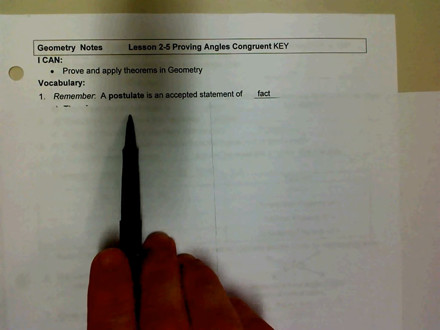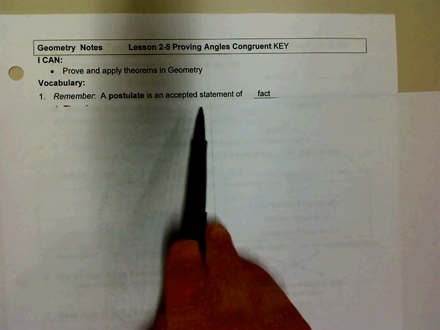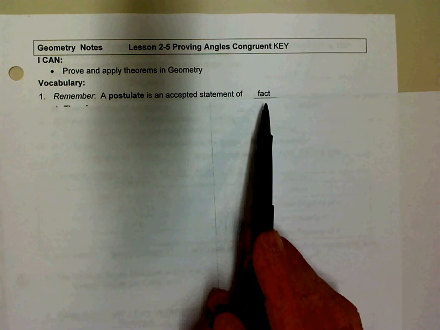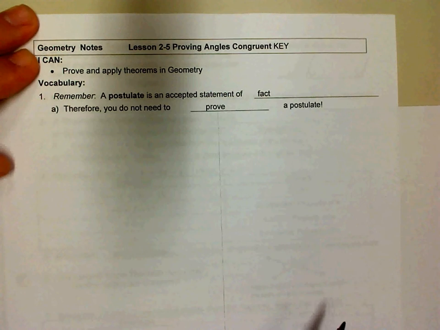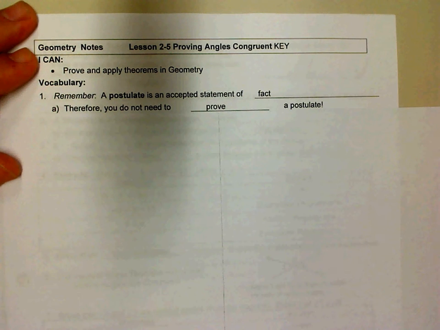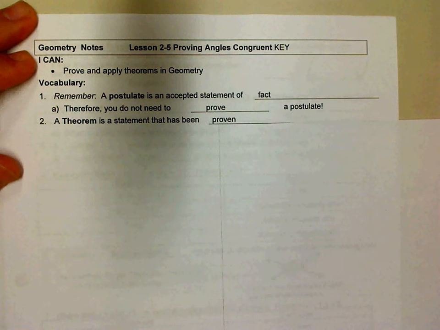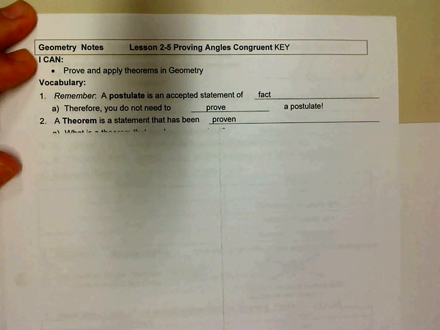Vocabulary includes the term postulate. This is one we had before, so remember that a postulate is an accepted statement of fact, and therefore, you do not need to prove a postulate. As opposed to that, a theorem is a statement that has been proven.